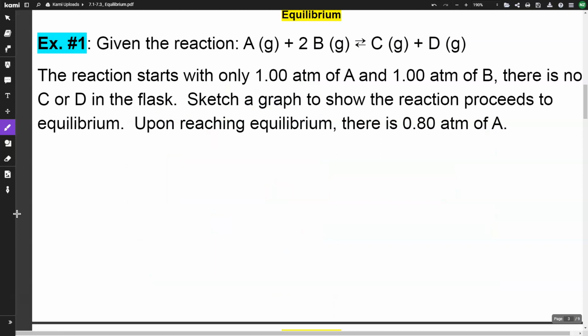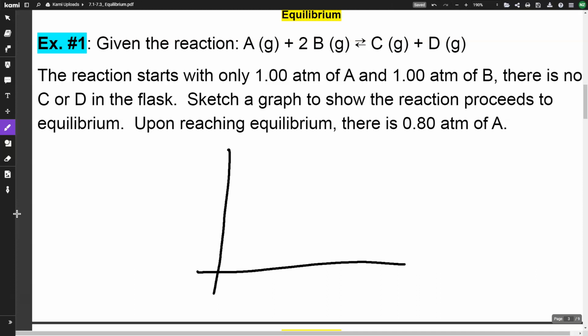All right, let's take a look at the first example. It says, given the reaction, A plus 2B goes to C plus D. The reaction starts with only 1 atmosphere of A and 1 atmosphere of B. There's no C or D in the flask. Sketch a graph to show the reaction proceeding to equilibrium. Upon reaching equilibrium, there is 0.8 atmospheres of A.